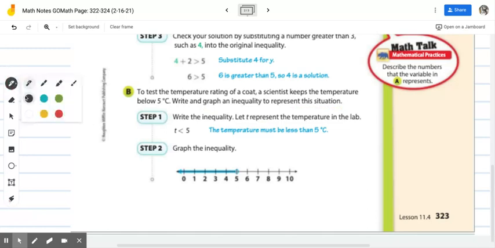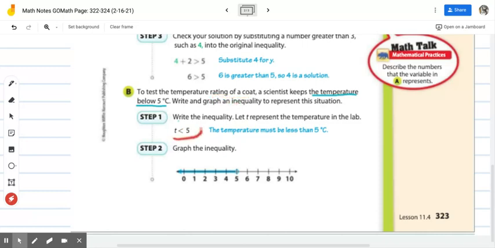So the situation is he needs to keep the temperature below 5 degrees Celsius, right? He doesn't need to keep it exactly at 5 degrees. The scientist needs to keep it below 5 degrees Celsius. So we're not going to have a less than or equal to. We're just going to have a less than. And they have this here. Let T represent the temperature of the lab, but we have T is the temperature of the lab is less than 5. So the temperature of the lab needs to be kept less than 5 degrees so that they can test the temperature rating of this coat, right?